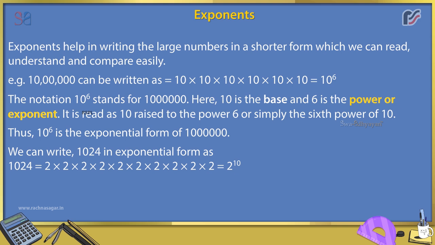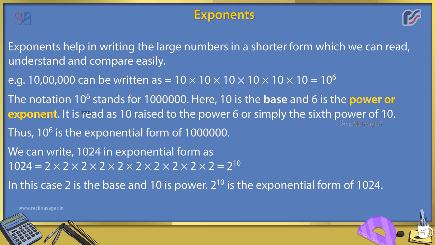We can write 1024 in exponential form as 1024 is equal to 2 into 2 into 2 into 2 into 2 into 2 into 2 into 2 into 2 into 2, which is equal to 2 raised to the power 10. In this case, 2 is the base and 10 is the power. 2 raised to the power 10 is the exponential form of 1024.